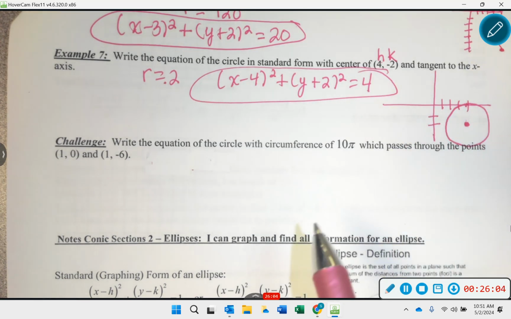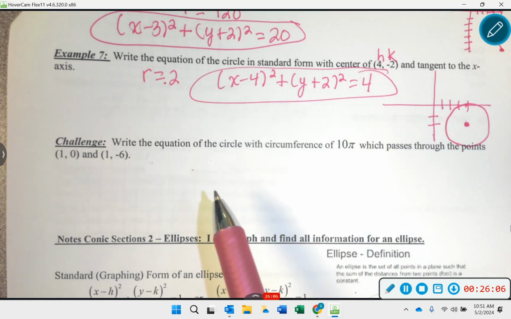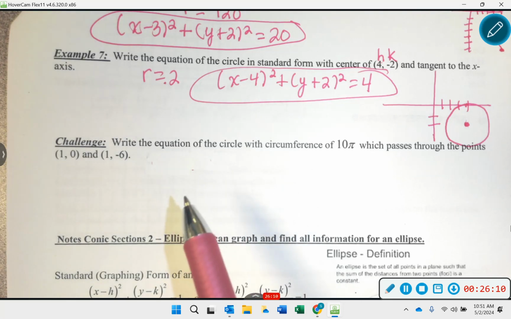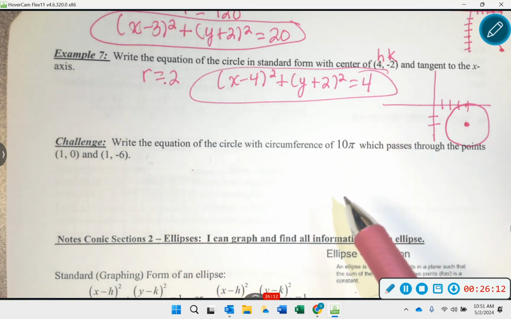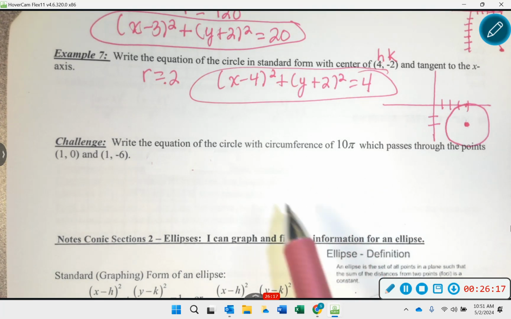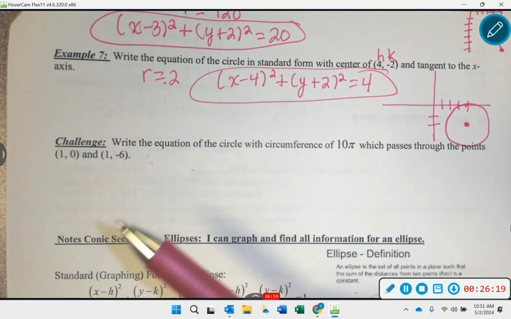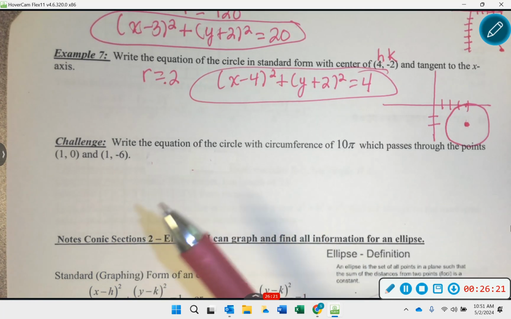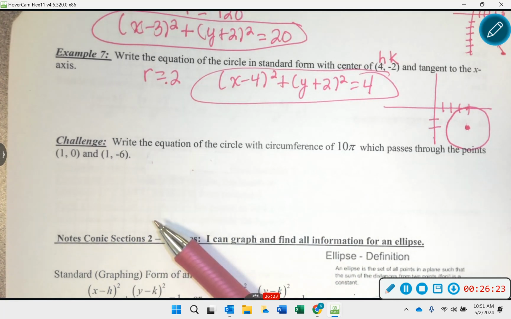Okay. I'm going to actually post the answer in the video link. So if you want to try this, that would be great. It would be something like a bonus if we ever had it on a test, but it won't be an actual part of the quiz or anything. Okay. Any questions over circles or distance and midpoint? All right. Very good.